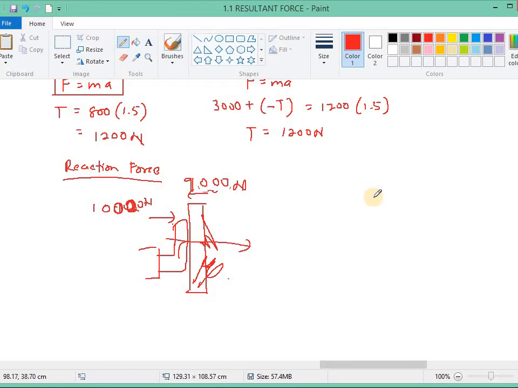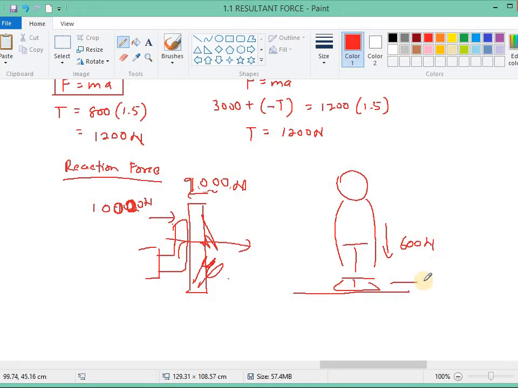For example, we are standing on the ground. Okay, you are standing on the ground. So if your weight is, let's say, 600 newton, that means the ground must produce a reaction force of 600 newton also, right? So let's say you are standing on mud, or on a surface where the ground is very soft, for example.